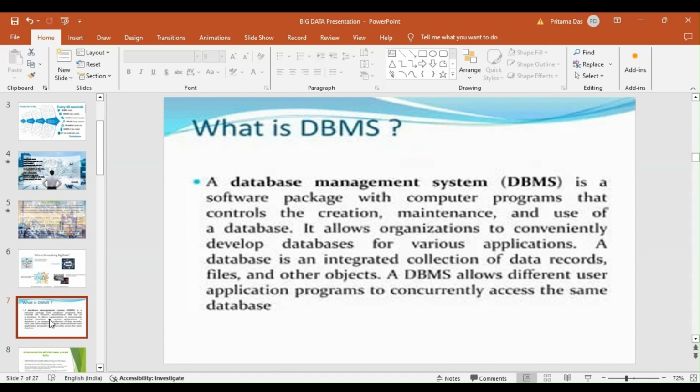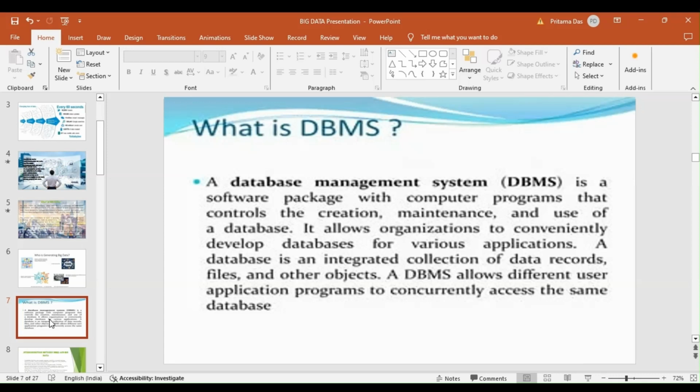So the next question is, what is DBMS? When we talk about big data, then one thing always comes to our mind, that is DBMS. So what is DBMS? A database management system is a software package with computer programs that controls the creation, maintenance, and use of a database. It allows organizations to conveniently develop databases for various applications.